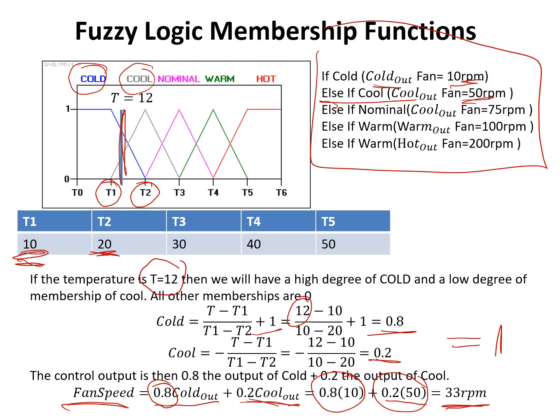Now you should note that the output will gradually change as the membership changes from one level to another, and we'll always get a nice continuous output. And as soon as we move to this regime, then we'll use T2 and T3 in the equations and so forth. And if we have these two, we will use T4 and T5 to calculate the degree of membership.